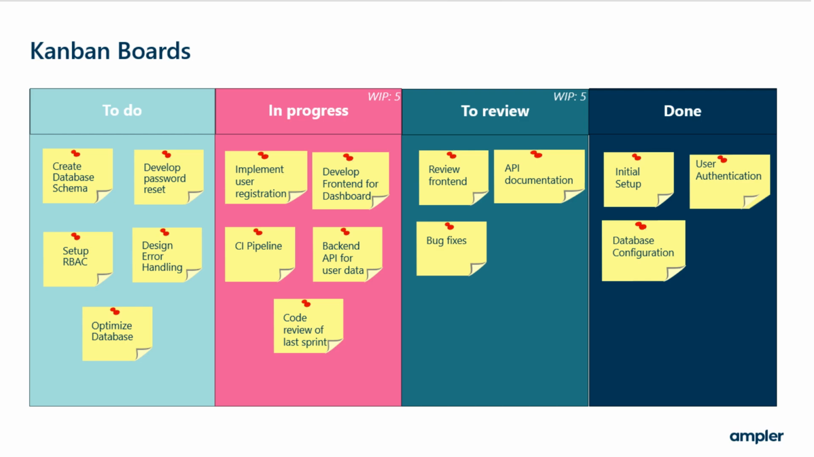One of those is the Kanban board, which is a tool that is used to represent the workflow of tasks. It uses columns and cards to display tasks in different stages of completion, such as to do, review, in progress, and done. One of the benefits of this tool is the work in progress, or WIP, limit, which sets the maximum number of tasks allowed in each stage.